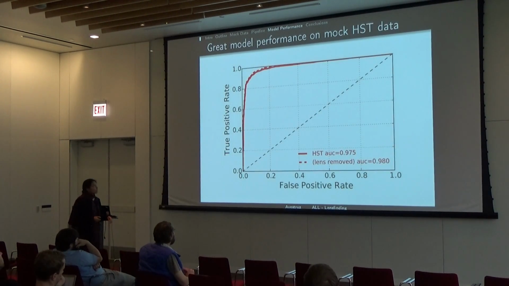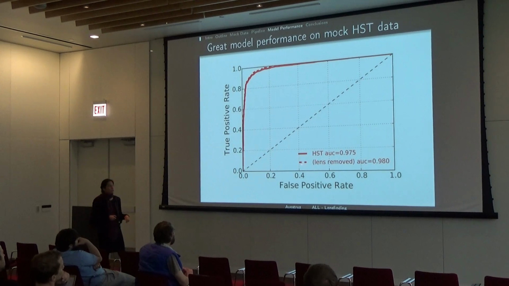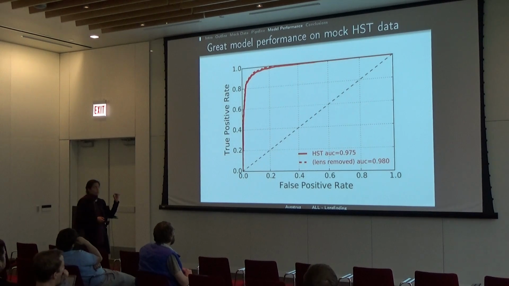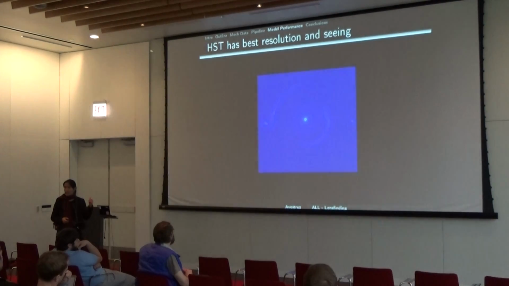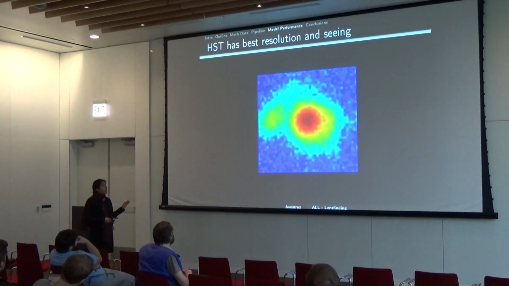So the resulting model performance with the mock HST basically yields area under the curves of about 0.9. You'll notice that there's both a solid line and a dotted line to this ROC curve. And the dotted line corresponds to images trained and tested where that lensing central galaxy has been removed. So let me talk through why we might do this. The HST, which performed fairly well, is probably as good as it's going to get in terms of resolution and seeing.